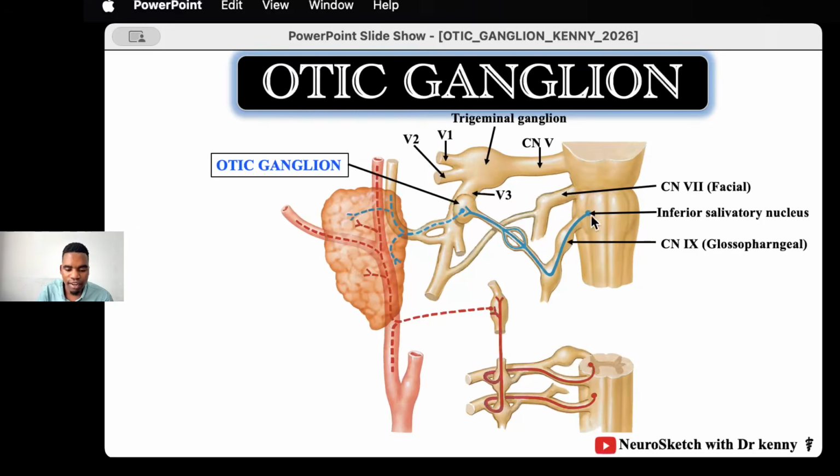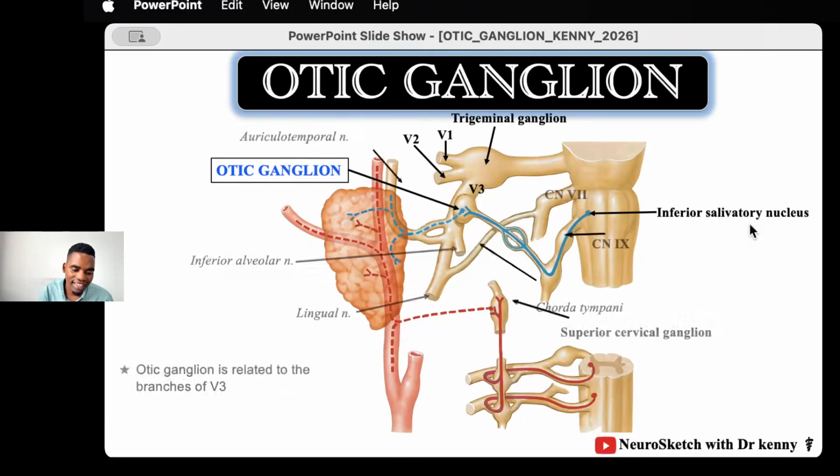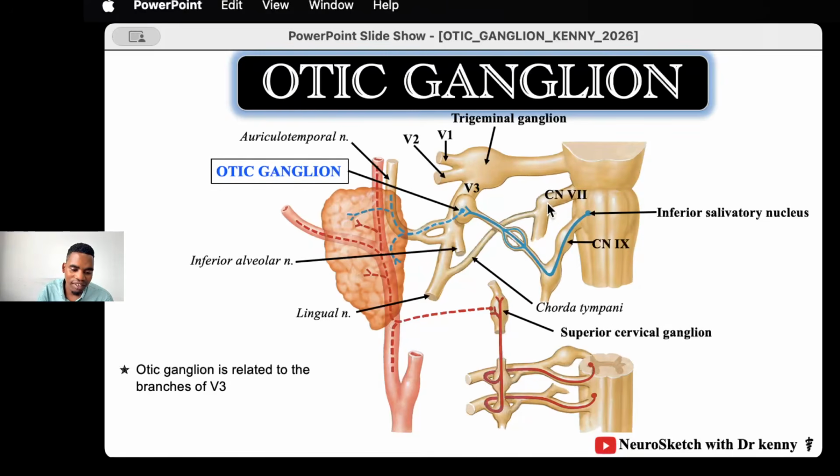And then we also have cranial nerve number 9, which is called the glossopharyngeal nerve. The glossopharyngeal nerve is coming all the way from the inferior salivatory nucleus, and you can always tell that it's going to supply the salivary glands. And this is your facial nerve, as I've said, and the facial nerve gives a branch that is going to connect to the lingual nerve, and that branch is called the chorda tympani. But we also have the inferior alveolar nerve, which is a branch of V3.